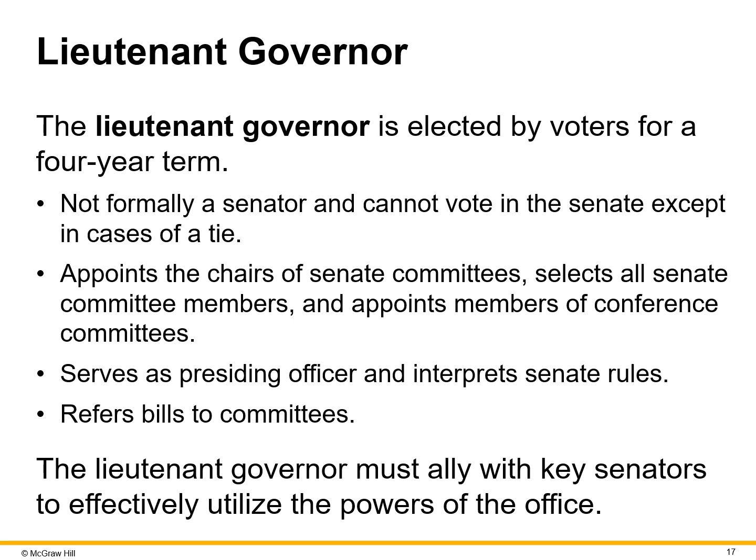Why are conference committees important? Because they are the committees where the different parties come together to hash out differences. So everything in that bill, every sentence structure, every period must be the same. He or she serves as a presiding officer and interprets the Senate rules, and refers bills to the committees. The lieutenant governor must ally with key senators to effectively utilize the powers of the office.